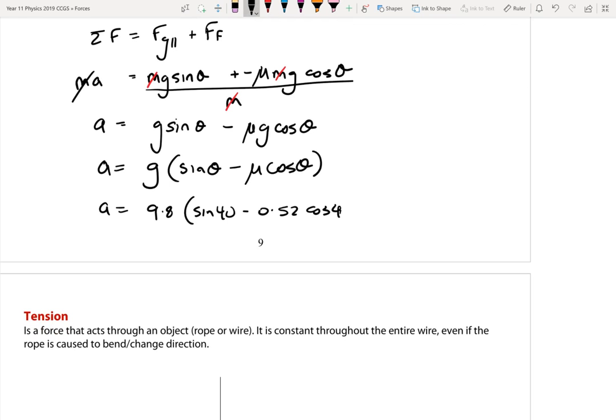0.52 cos 40. That should give you exactly the same answer. For acceleration to be a positive value, or greater than 0, this term here must be greater than 0. Therefore, sine theta must be greater than mu cos theta. You can start playing around with all these little equalities. So mu naught has to be less than sine theta on cos theta.